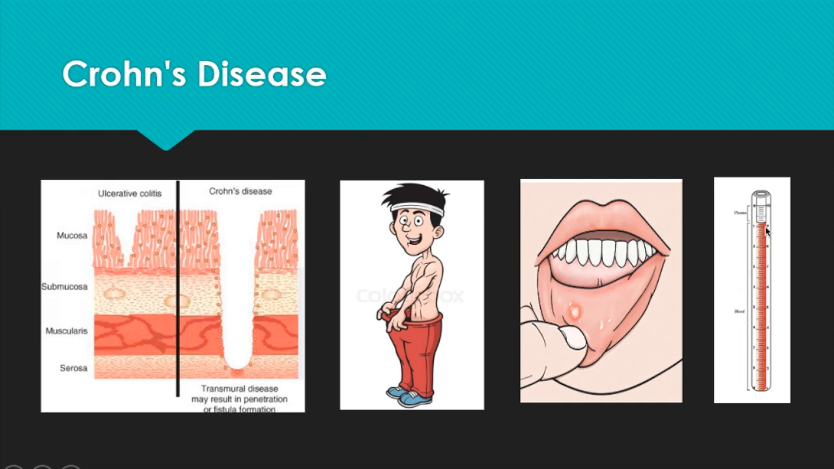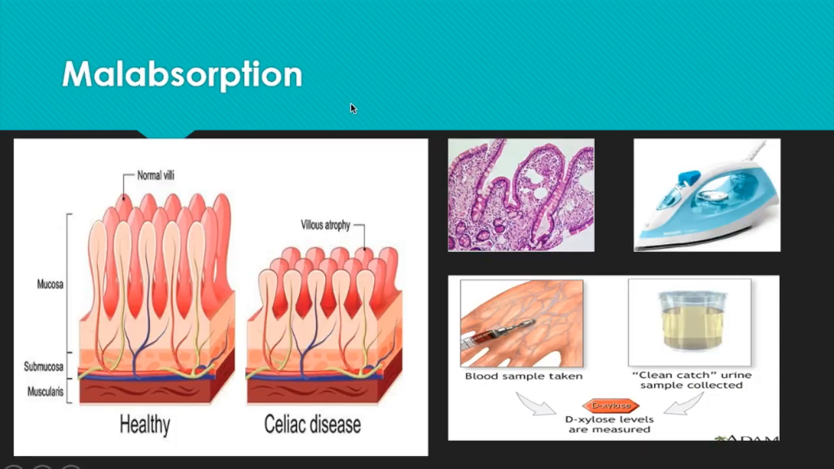ESR is the distance that the blood settles within an hour. An elevated ESR typically reveals that there's some kind of systemic inflammation or infection going on. That is Crohn's disease. Next is malabsorption.